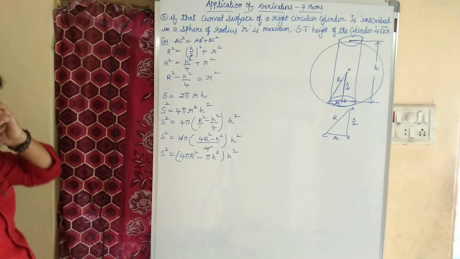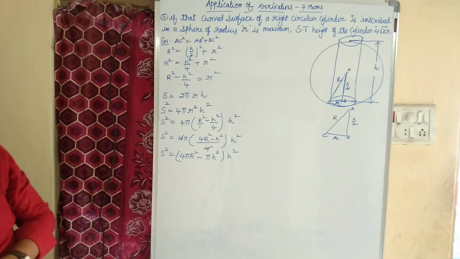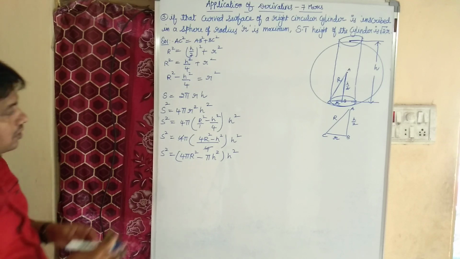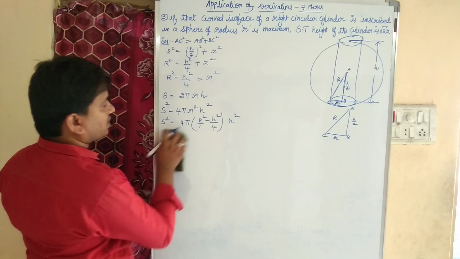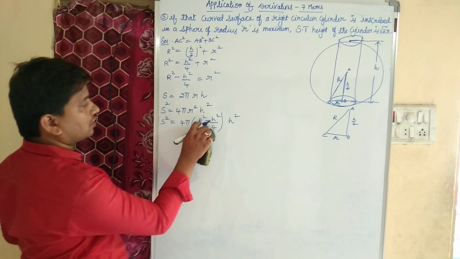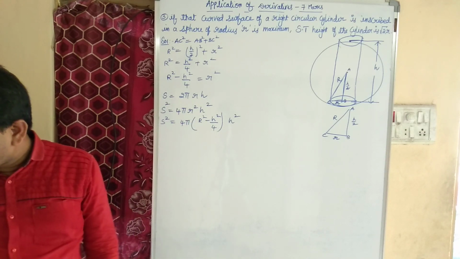Or else till here only we leave it. Let it be here only. Why do it everything again? S square equal to 4 pi square into r square value, capital R square minus h square by 4, into h square, right?